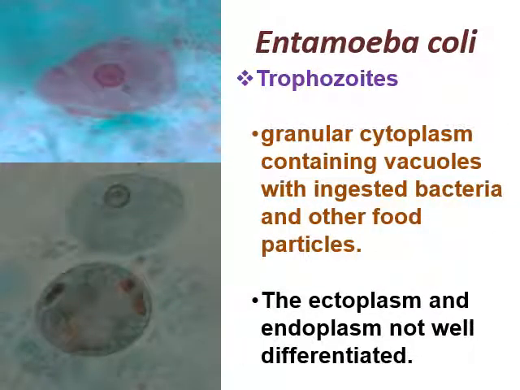Entamoeba coli trophozoites contain granular cytoplasm, with vacuoles containing ingested bacteria and other food particles, but there are no RBCs in these vacuoles, unlike Entamoeba histolytica. Also, the ectoplasm and endoplasm are not well differentiated, as we see in Entamoeba histolytica.